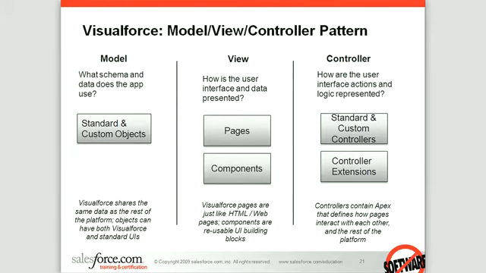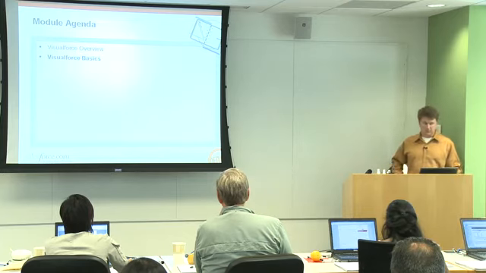All right. In the Model View Controller architecture, the model is standard and custom objects. The view is Visualforce pages. You can also say that the Visualforce components which exist within the pages are part of the view. And then the controllers, like I said, there are standard and custom controllers. There's also something called controller extensions, which allow you to extend controllers. We'll talk about that later too. Okay. All right, Visualforce basics.